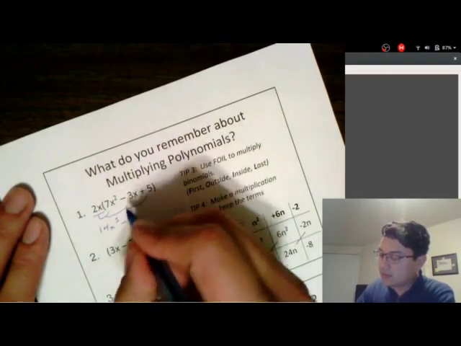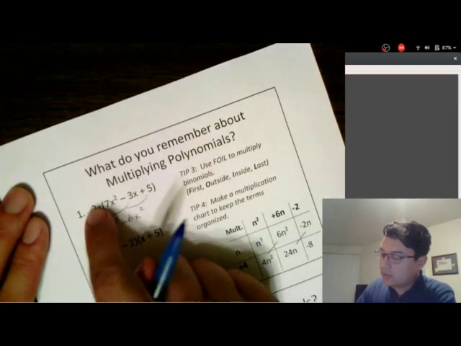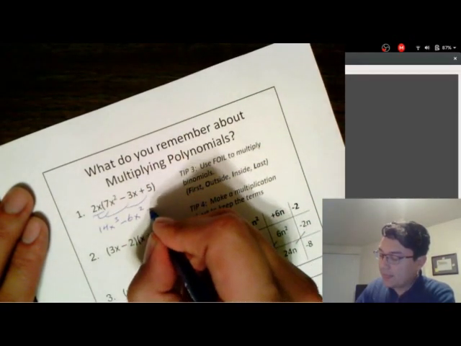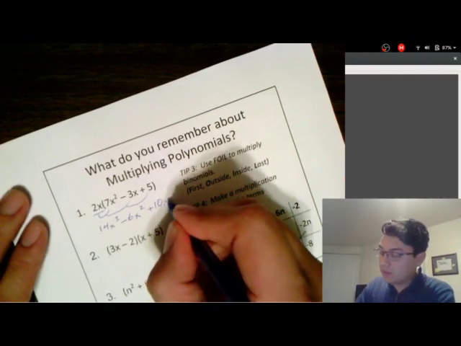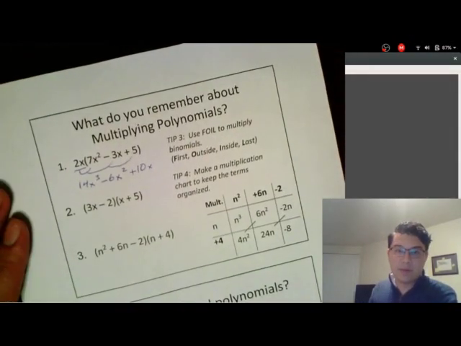And then x times x is x squared. And then 2 times 5 is 10. And then there's no other x, but we still carry the x forward, so this will be 10x on the end. So that's that first one.